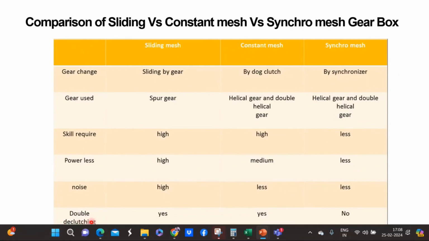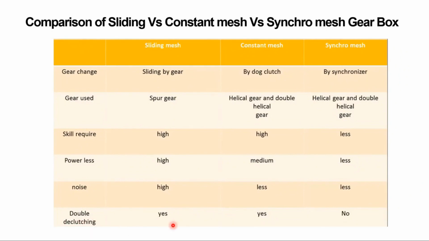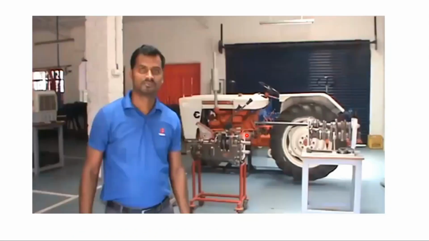And finally, the double declutching is going to happen in the case of sliding and constant mesh, whereas that is not going to happen in the case of synchro mesh, because in the other cases we have the dog D1, D2, dog clutch, dog gear, which will need double declutching. But in the case of synchromesh, those things are not going to happen.